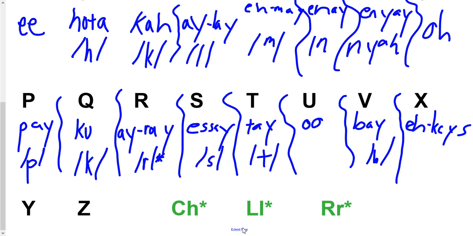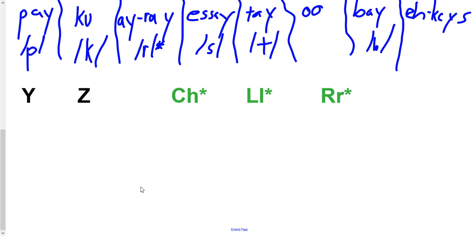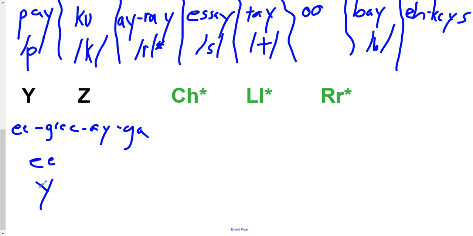So we have Y. Y is often pronounced as an E, but it can be a ya if it's being used as a consonant. So it just kind of depends. Repite. Y.